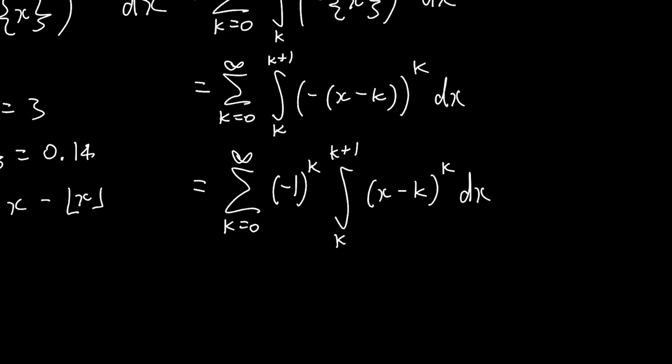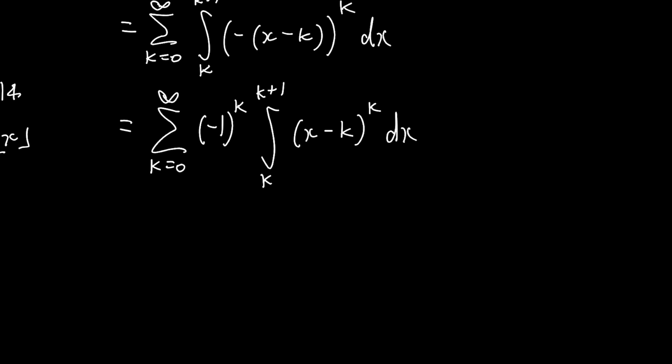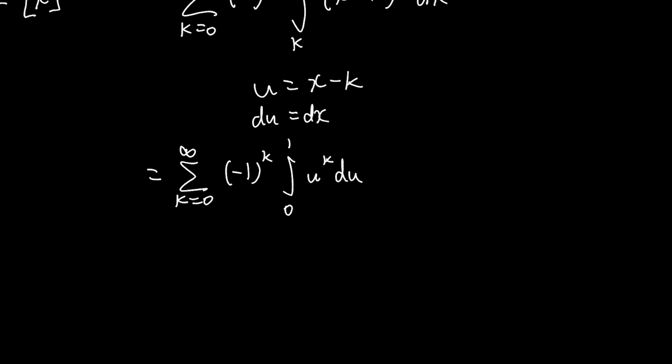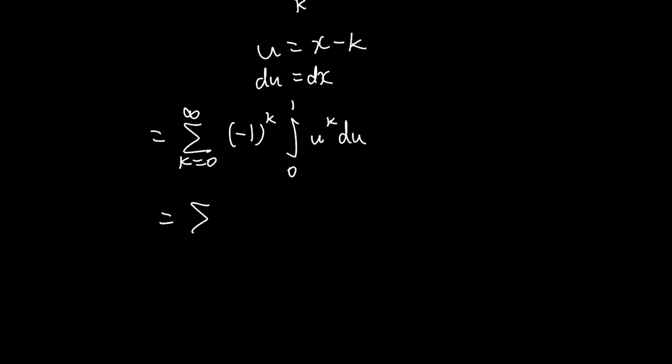And we can just do a substitution for x minus k. So say u equals x minus k, we get du equals dx, and now we end up having integral between, then k minus k is just going to be 0, and k plus 1 minus k is going to be 1. Then we just have u to the k du. So if we were to evaluate that integral, we'll just get 1 over k plus 1. So really, what we have is the infinite series of minus 1 to the k over k plus 1.